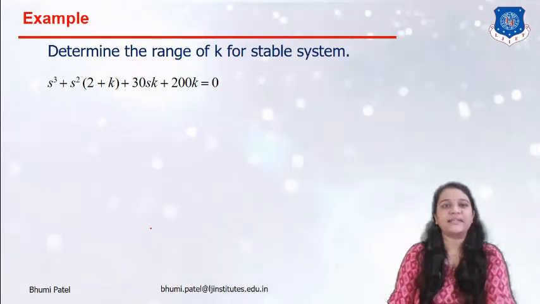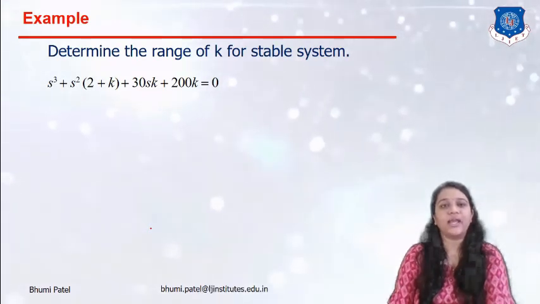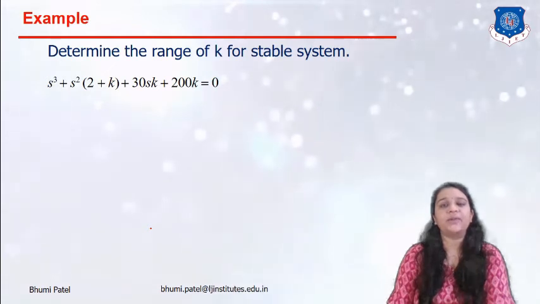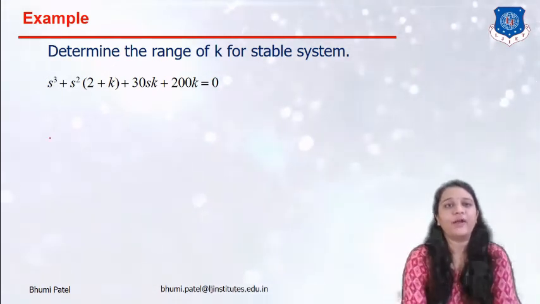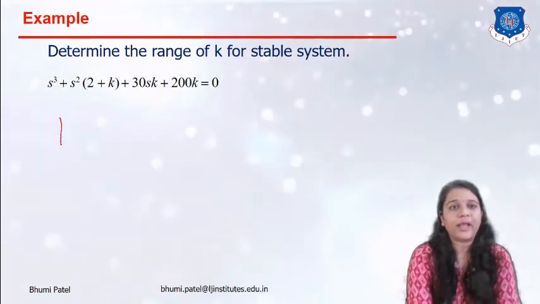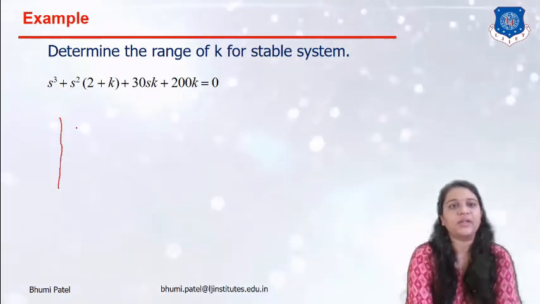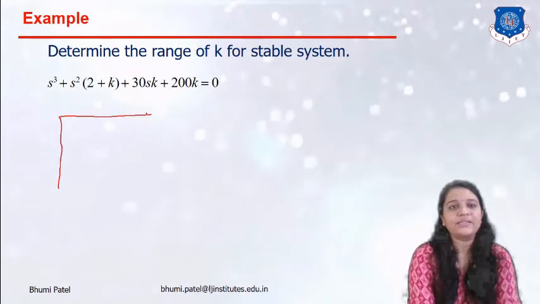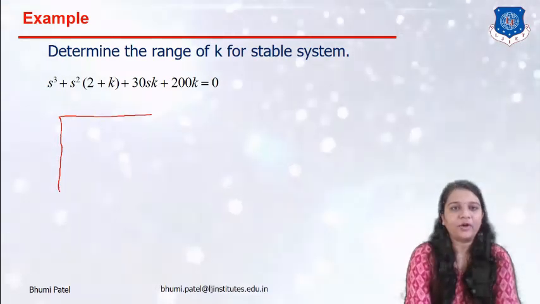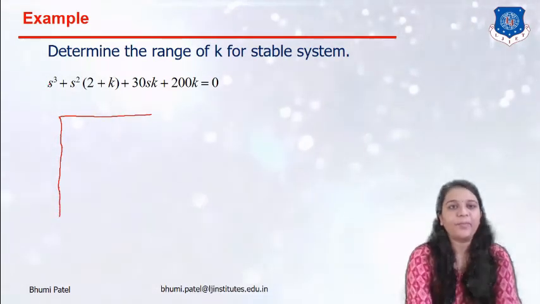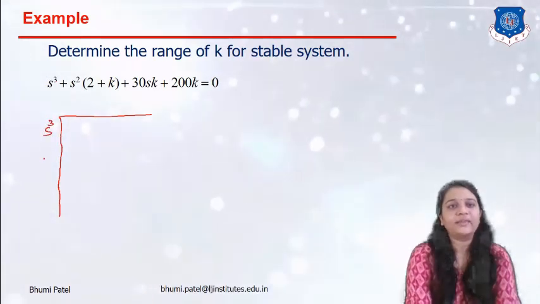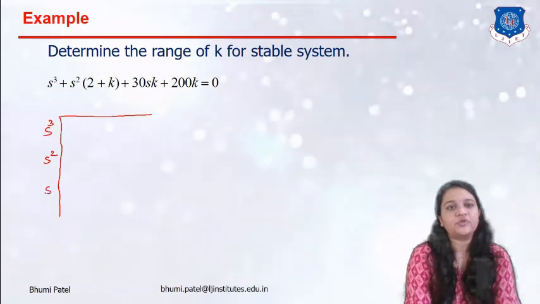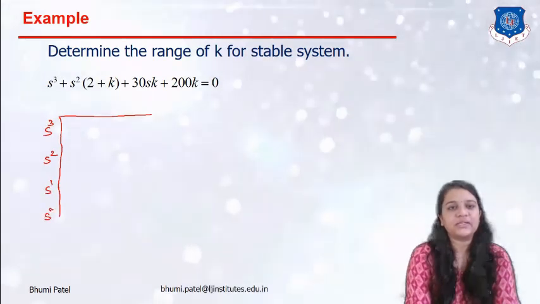and the system equation is s cube plus s square (2 plus k) plus 30sk plus 200k is equal to 0. So first of all we have to draw the Routh table for this system equation, and the Routh table starts with the maximum power of s. Here the maximum power of s is cube, so we can start with s cube, then s square, then s raised to 1, and the last term is s raised to 0.